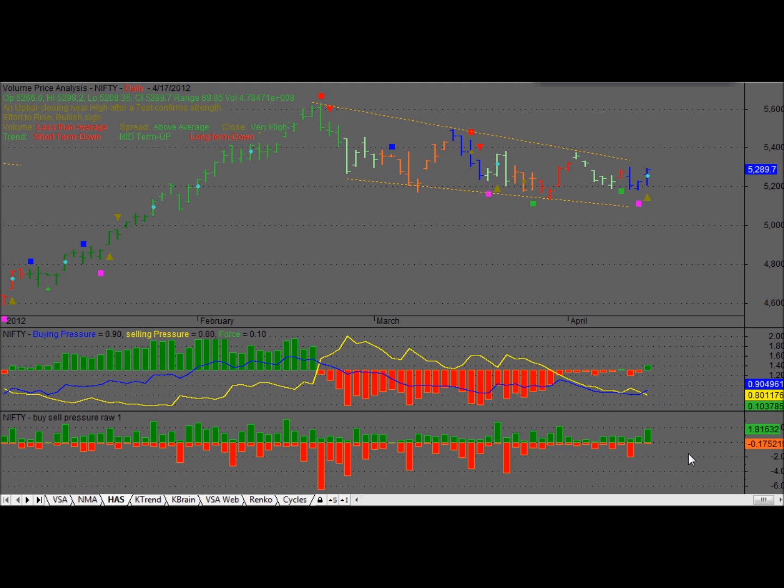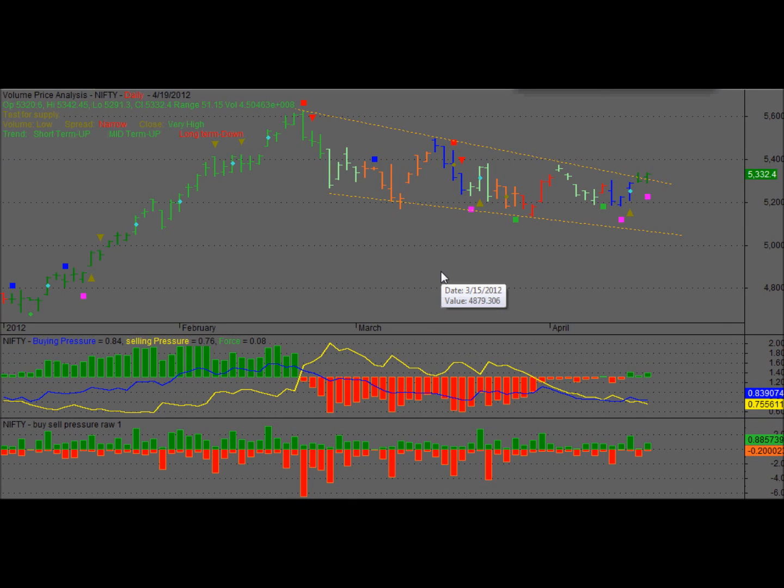The lower indicator is the raw buying and selling pressure indicator, which shows the buying and selling pressure on a daily basis. The green bars are the buying pressure and the red bars are the selling pressure. Looking at these two indicators, we can understand VSA in a much better way.